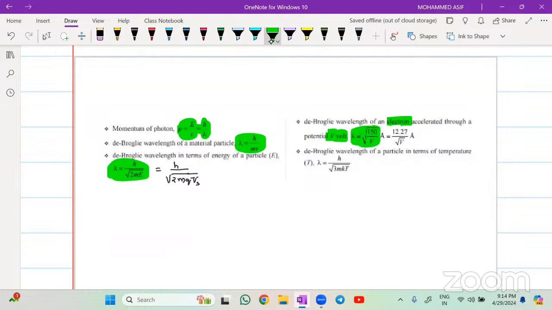Direct shortcut formula: lambda is equal to under root 150 divided by v angstroms. Here under root of 150 की value 12.27 root of v angstroms. Clear? And de Broglie wavelength of the particle in terms of temperature. This is also very important. Lambda is equal to h divided by under root of m into q. Because energy of the molecule will be equal to how much? E is equal to f by 2 into K into T for the molecules. K is your Boltzmann's constant. Clear, beta?